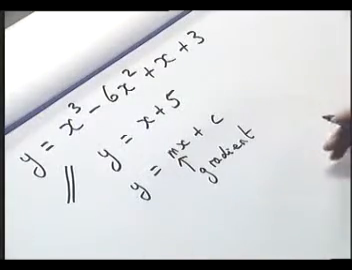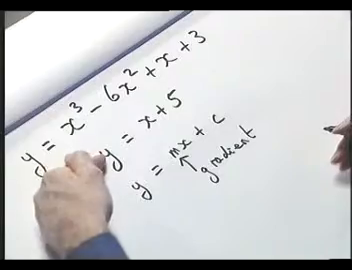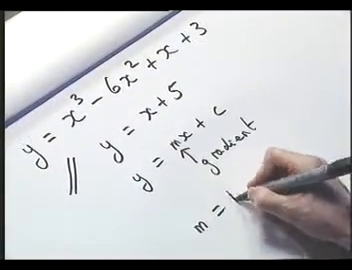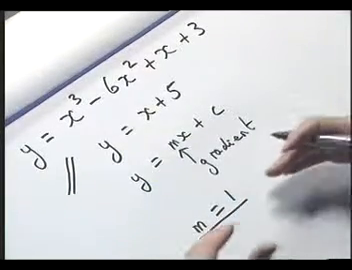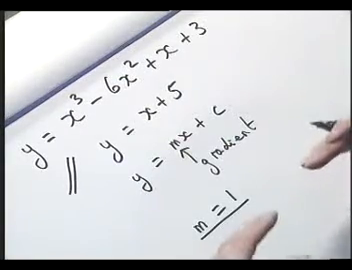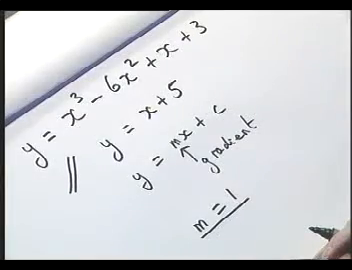So what we gain from looking at this standard equation and comparing it with the straight line is that the gradient of the straight line m is equal to 1. So now we know what the gradients of the tangents have to be. The gradients have to be 1. So how can we calculate that?